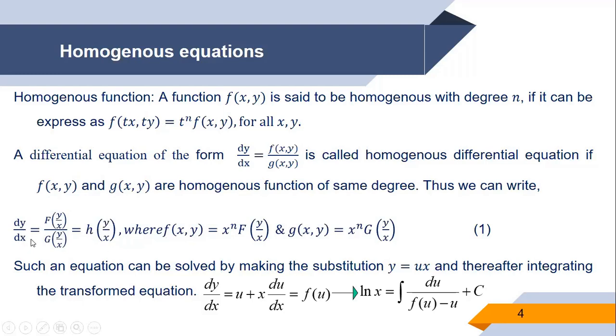So indirectly dy by dx is equal to h of y by x, where small f of x y is x raised to n f of y by x, and small g of x y is x raised to n g of y by x. So indirectly we put f of x y and g of x y here, then we get x raised to n in both, the same degree, x raised to n is cancelled, then we get this form, and this form we consider h of y by x. So now this is equation 1.